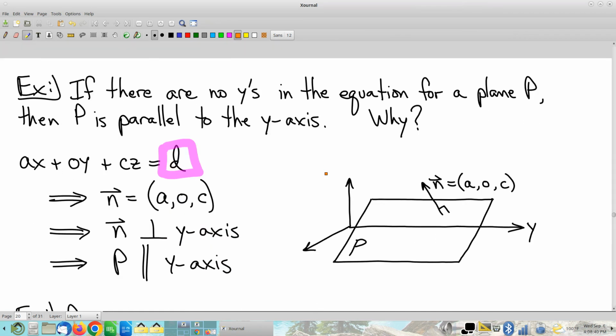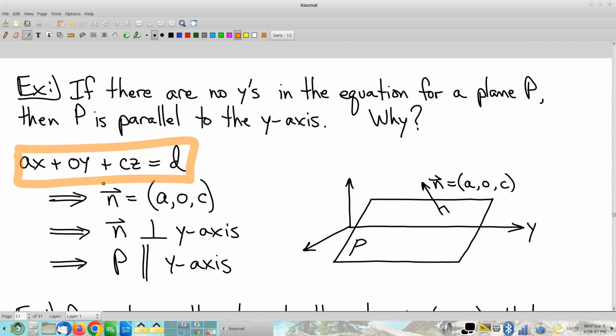Okay. So let's talk through why this is true. Let's see here. So, here's our equation. Again, no y's. Cool fact from the previous page is that these coefficients tell me my normal vector. Gotta love it. Okay, well, I could draw a picture of that normal vector. Here it is. And keep in mind, that's perpendicular to the plane.